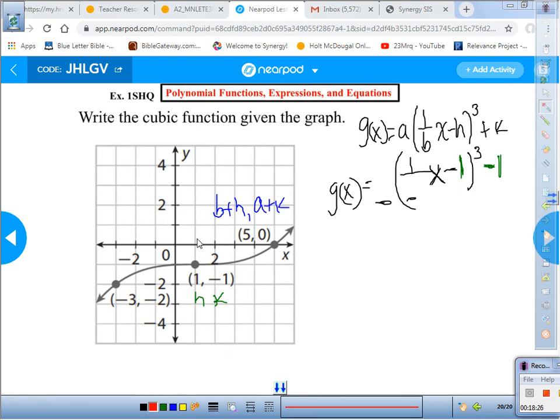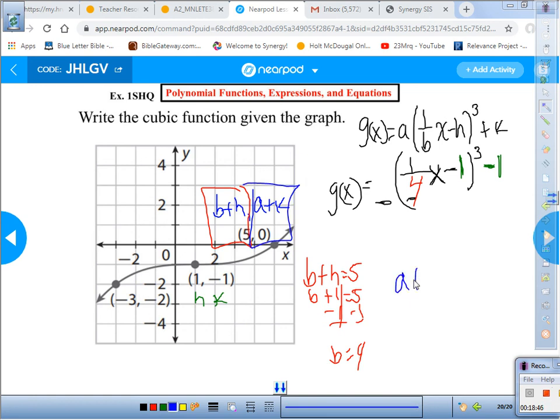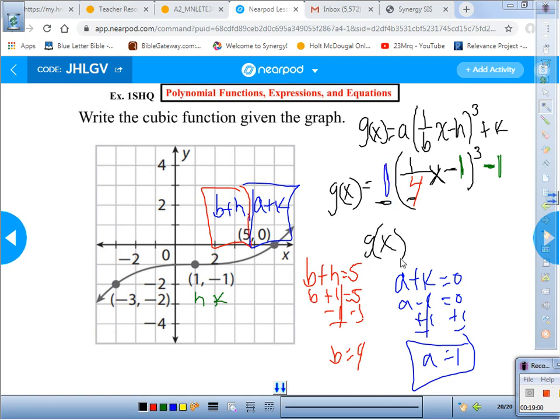Whoa, it's going on. Oh, it's over? Okay. b plus h equals 5. What is h? 1. b plus 1 equals 5, minus 1 minus 1, b equals 4, that goes right there. All right, this one, a plus k equals 0, k is negative 1, plus 1 plus 1, a equals 1, that goes right there. Do we need to write the 1? No. g of x equals (1 fourth x minus 1) cubed minus 1.